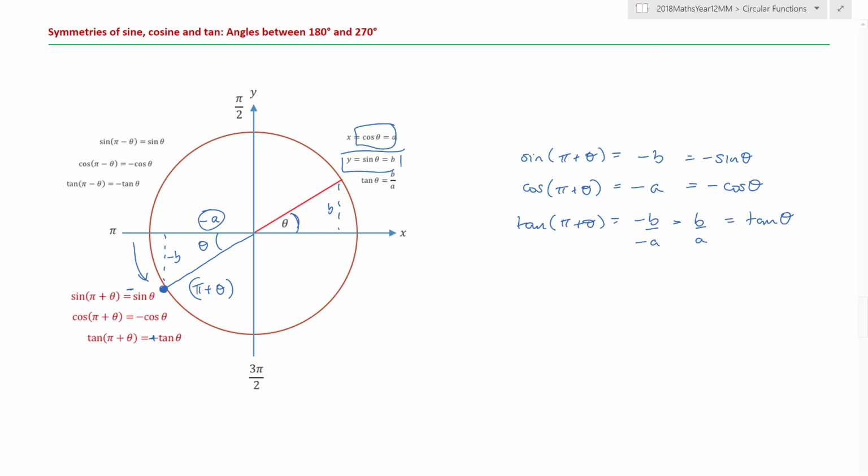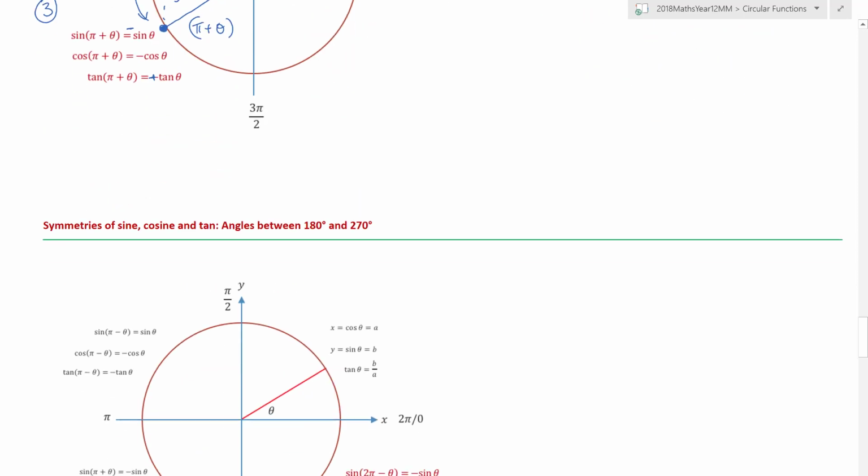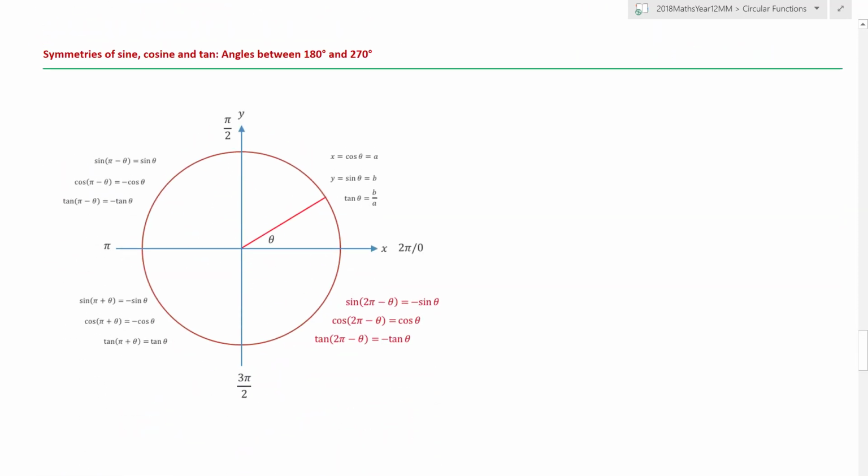But we now have three identities here, and another three identities here, that actually is starting to help me find out all the different angles between 0 and 360 degrees, or 0 and 2 pi, for this circle. And the last one, same thing. I'm going to draw a line there.